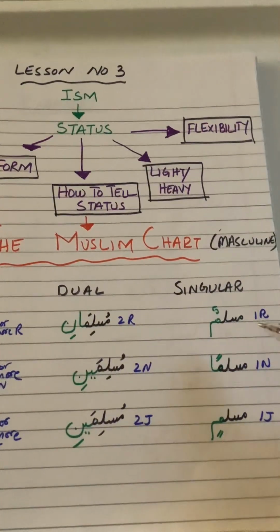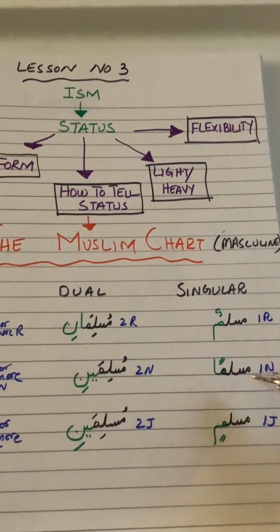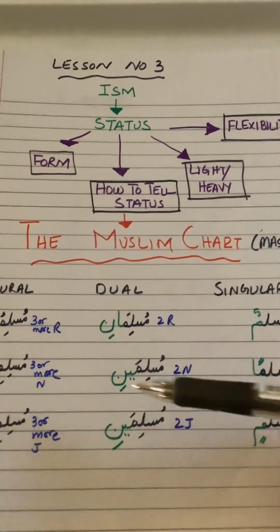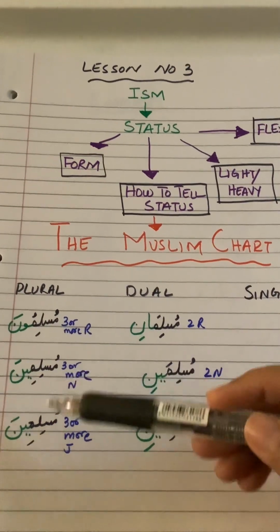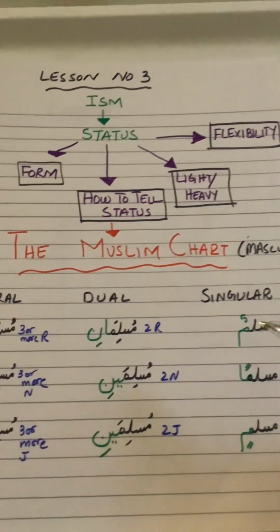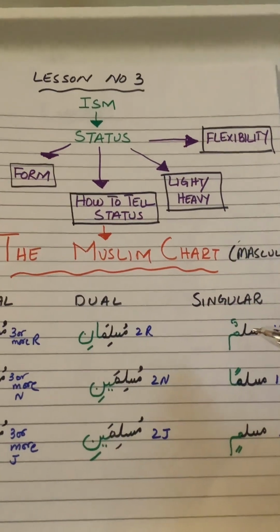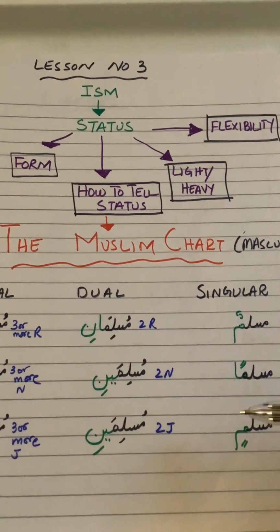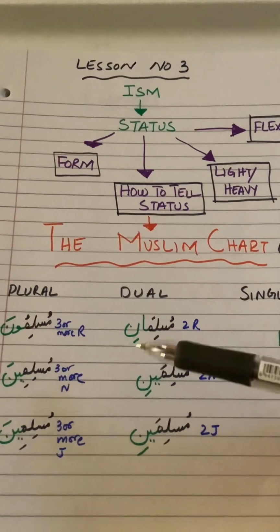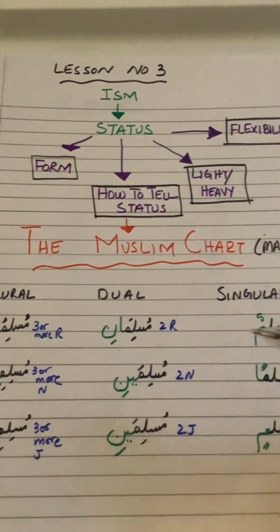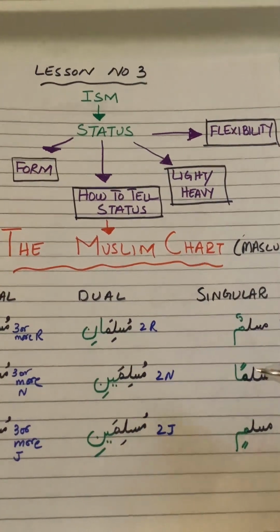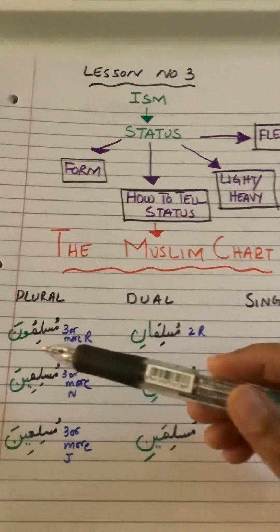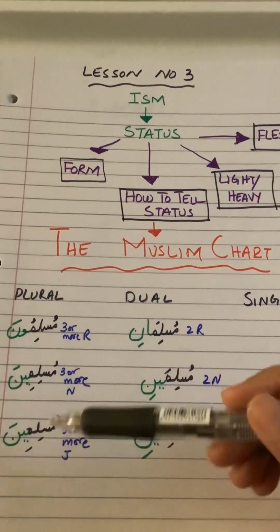Let's say it one more time. Now try to say it without looking. Muslimun, musliman, muslimin, muslimani, muslimaini, muslimaini, muslimuna, muslimina, muslimina.